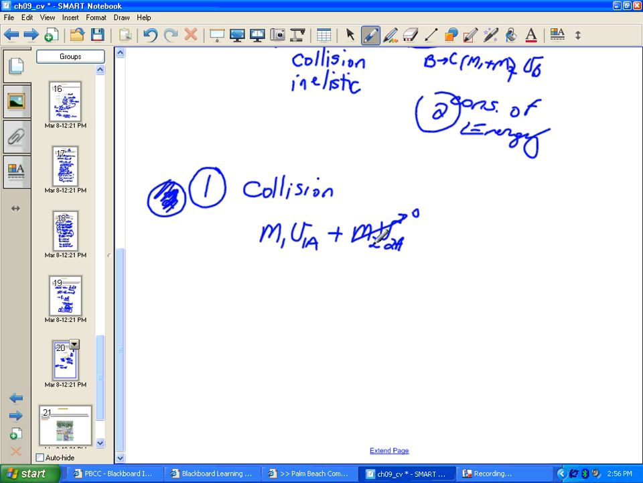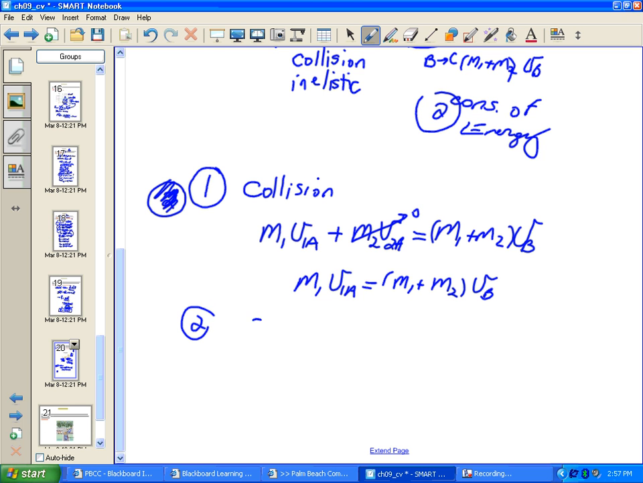We'll call that event A, where we have the bullet, which is moving, the block, which is stationary, undergoing a collision where now both become embedded, just like the entangled cars, and they now move with a common V_B. Okay, so let's reduce this to M1 V_1A equals (M1 plus M2) V_B. The second event is the conservation of energy event.